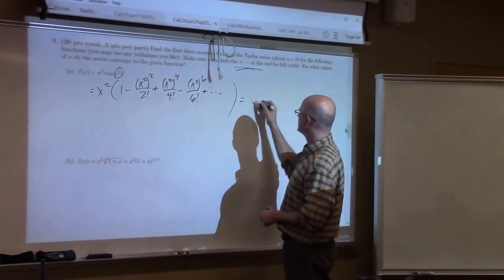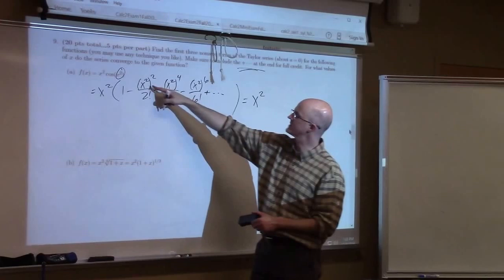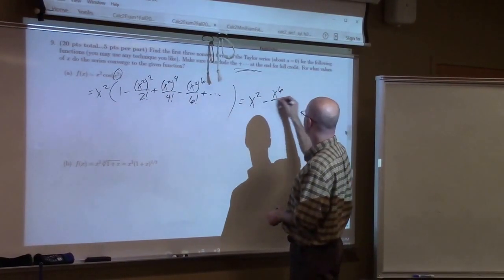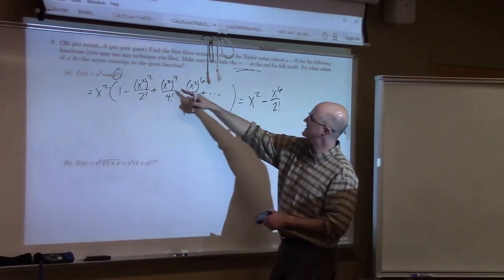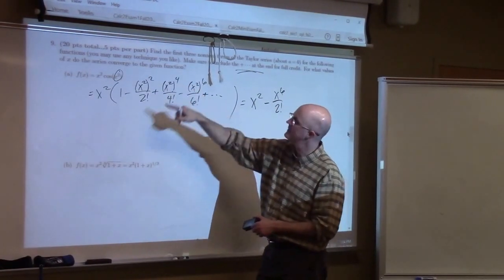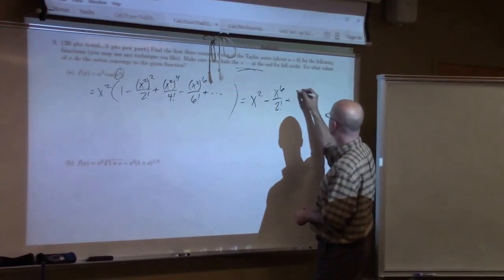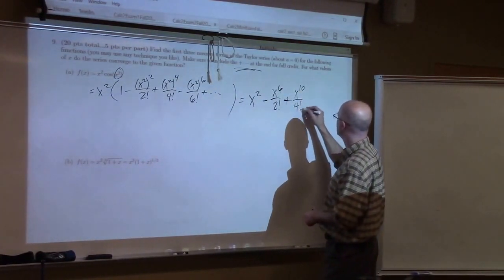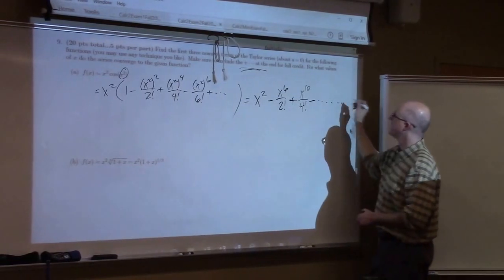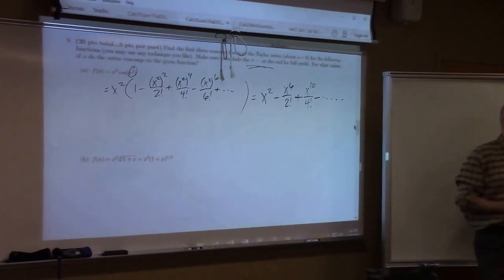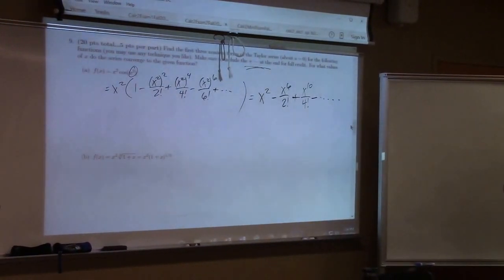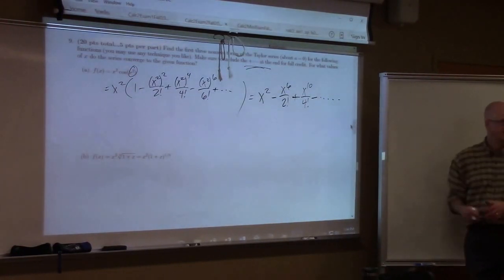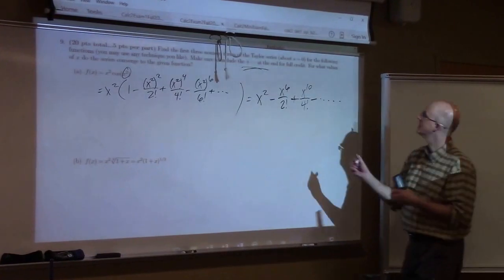You can distribute the x squared through. X squared squared is x to the 4th, times another x squared is x to the 6th. X squared to the 4th is x to the 8th, times another x squared is x to the 10th. And then you should just know, you should write it on a sheet of paper, that the series for cosine of x converges for all x. Therefore, this one's going to converge for all x as well.